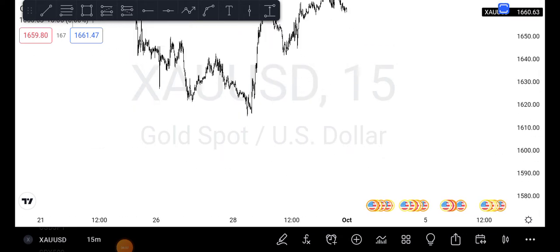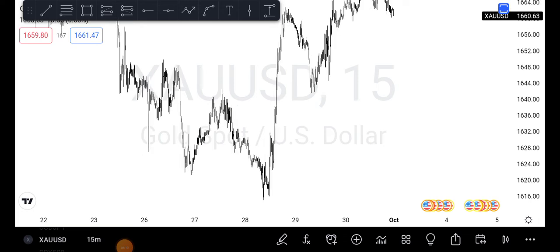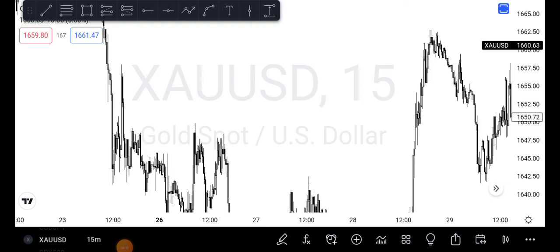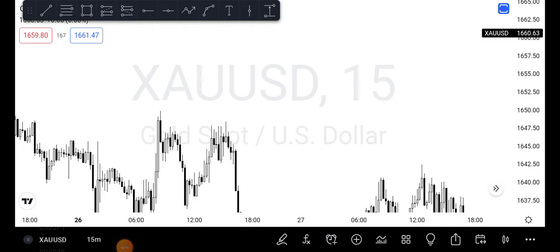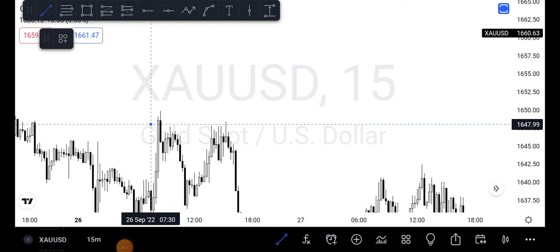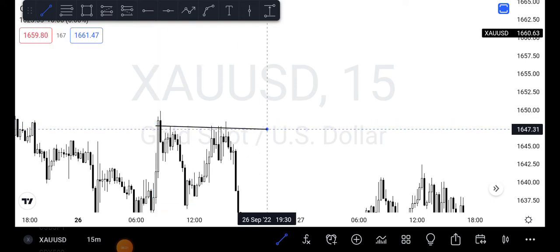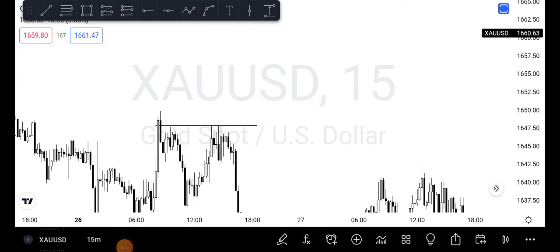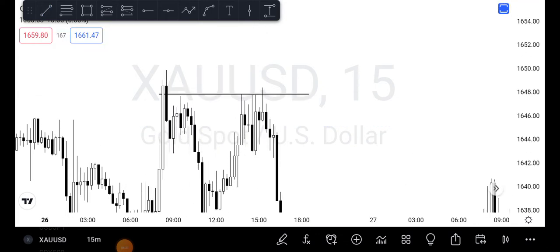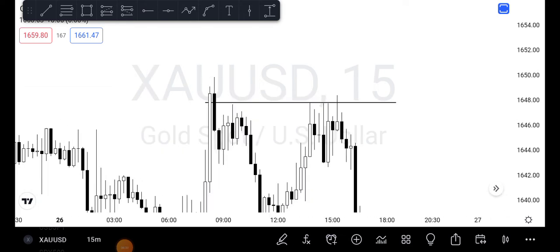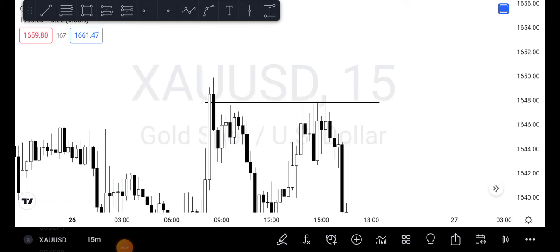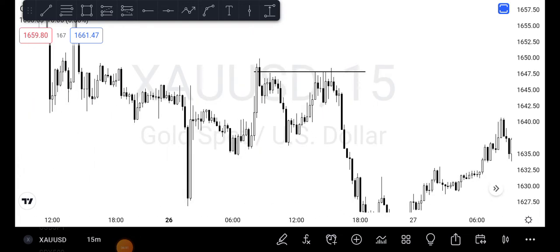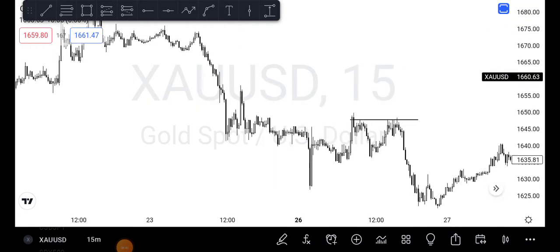So I'm on the gold chart, 15 minutes. You can see support and resistance on every time frame. They happen on every time frame. Now look at this. It's not compulsorily a clean line. It's not compulsorily a perfect line. You can have little breakthrough. You just have to be adaptive. Look at this example. This is a resistance line. Now let's look for other examples.